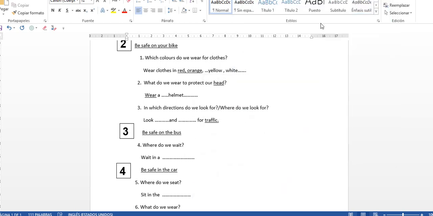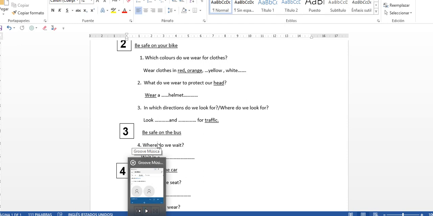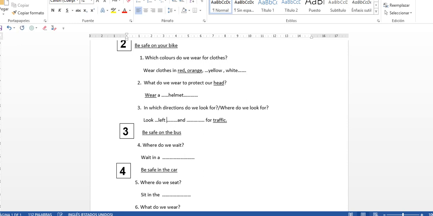Okay, I repeat again. Wear black or brown. Cars, buses, and lorries can't see you. Wear a helmet. Don't cycle on busy roads. Look left and right for traffic. Don't listen to music.